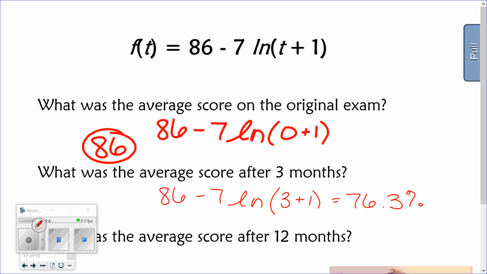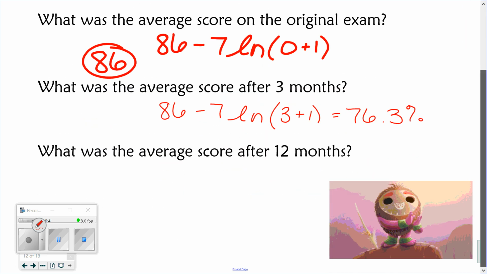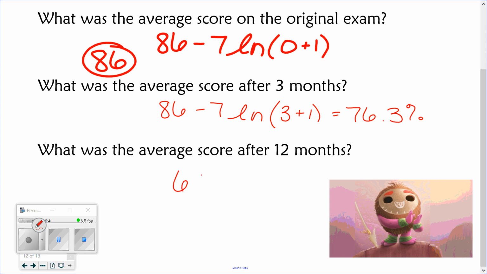All right, so what was the average score after 12 months? 68? Yeah, 68.04 would just be like 68, 68.0%. So what is this telling you? The memory model: the further away you get from something, the worse you're going to do. Now, if you study and you keep working on it for that whole year, what should happen to the test score? It should go up.